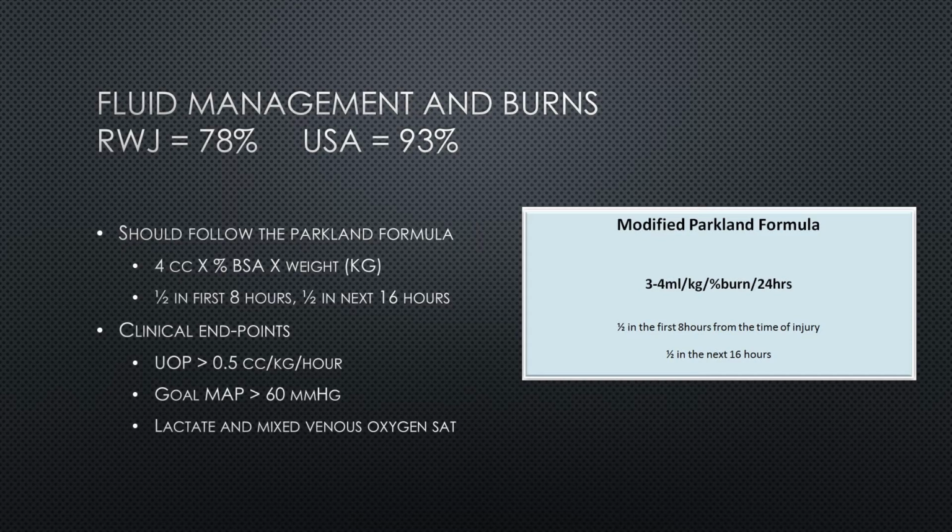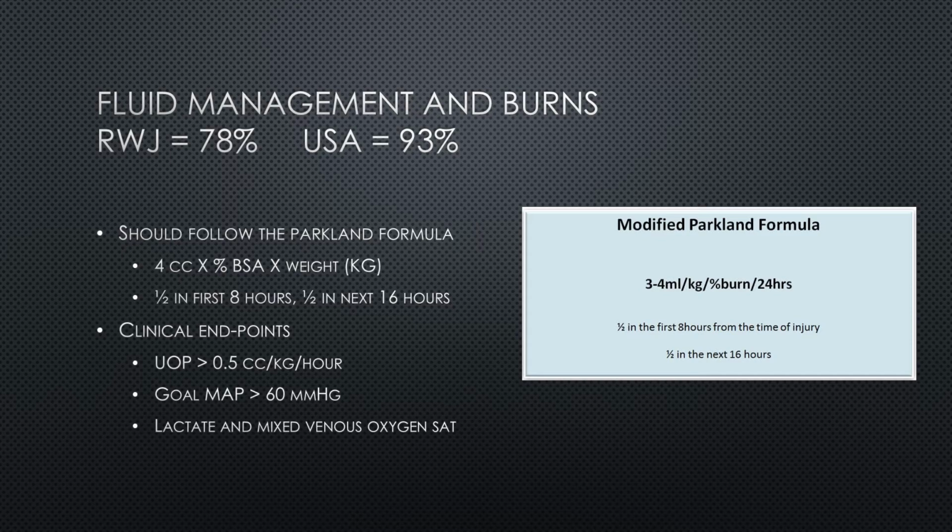All right, fluid management and burns. Again, about 4 out of 5 of us got this one right, which is pretty good. Everybody in the country did very well on this question, but it's worth reviewing. Fluid management after a major burn is calculated by using the Parkland formula. This is 4 cc's multiplied by the percentage of body surface area burned times the weight in kilograms. So if, for instance, a 70 kilogram person had a 20% burn, it would be 4 times 20 times 70.